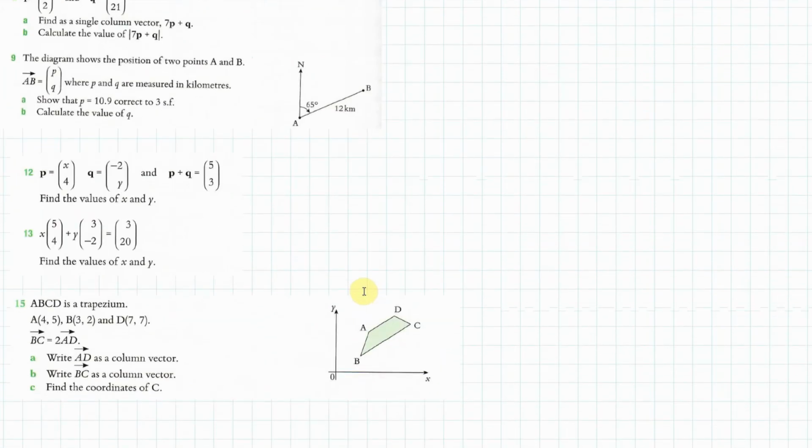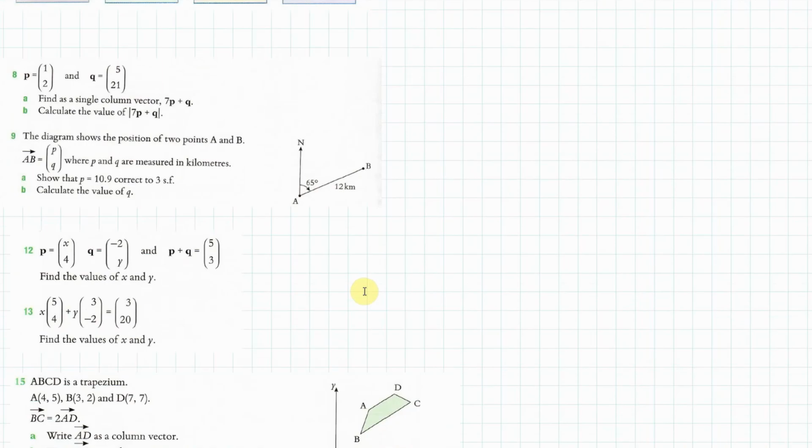Okay, what are we going to do from here? I'm not going to do all of these. I will do 9. So with 9, we've got a diagram here. We've got positions A and B. We know the vector. We know they're measured in kilometers. So P is this bit here. Or another way of measuring it, if we went across this way, this is P. And this is the Q, which is the Y change. Okay, so maybe that's more helpful.